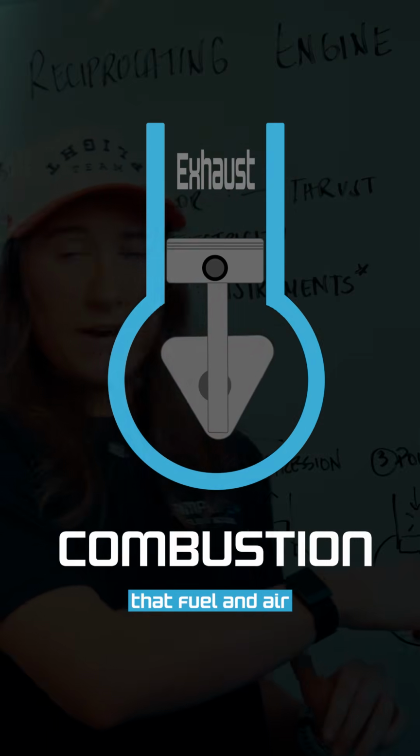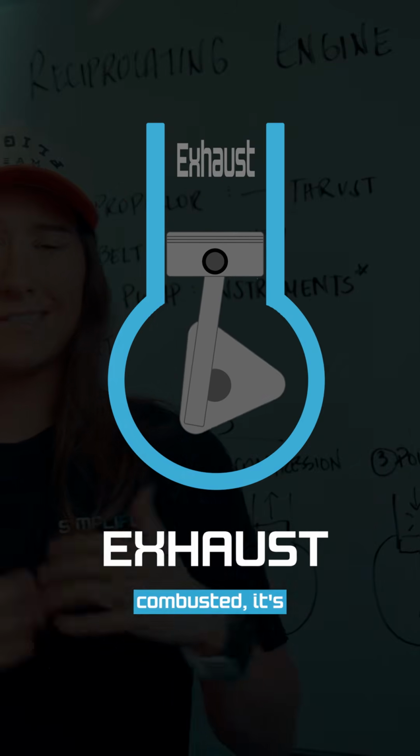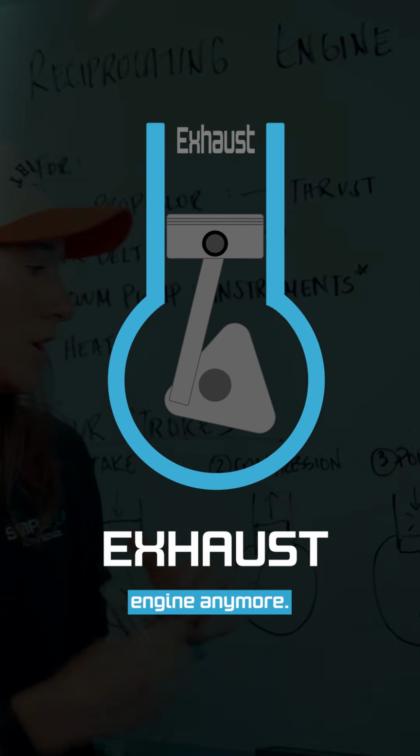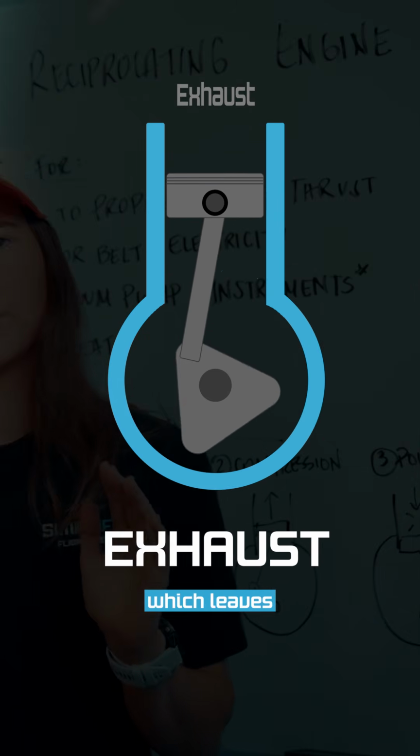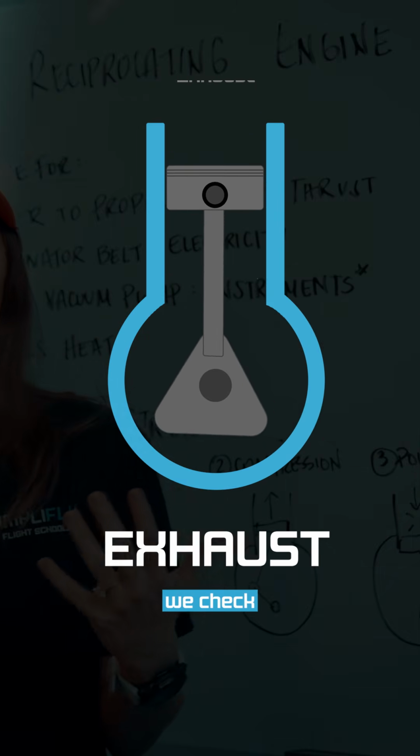Now, once that fuel and air has been completely combusted, it's no longer of use to the engine anymore. That piston's gonna move upward and push that out through the exhaust, which leaves through our exhaust pipe. And that's something we check on pre-flight, make sure it's secured and working correctly.